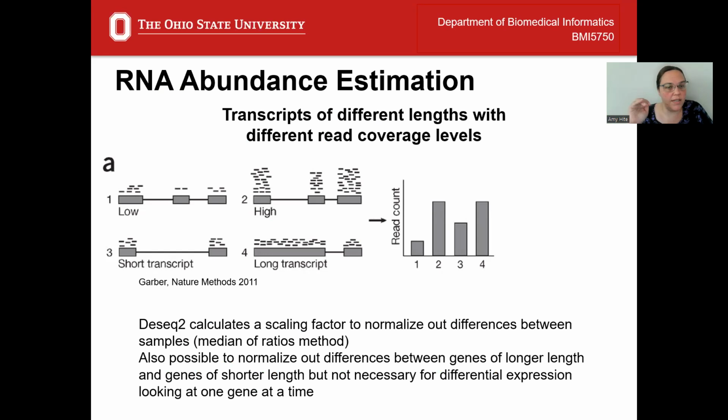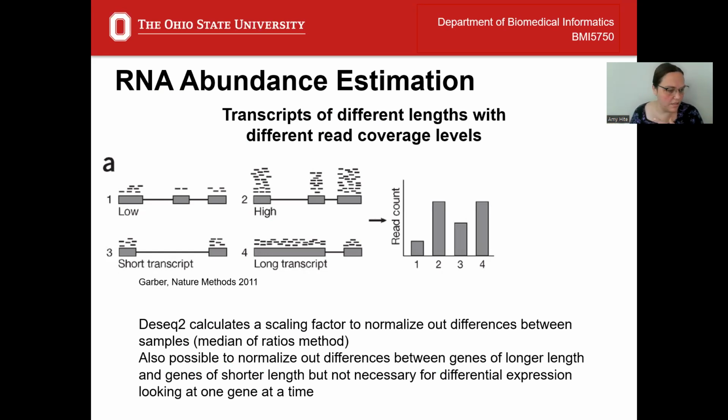We only normalize the sample-to-sample differences. If you wanted to compare gene A to gene B, then you would have to be concerned about the length of these genes. A short gene, just because it's short, will have fewer reads, and a long gene, because it's long, will have more reads. And if we want to compare a short gene to a long gene, then we have to do some gene-to-gene normalization.